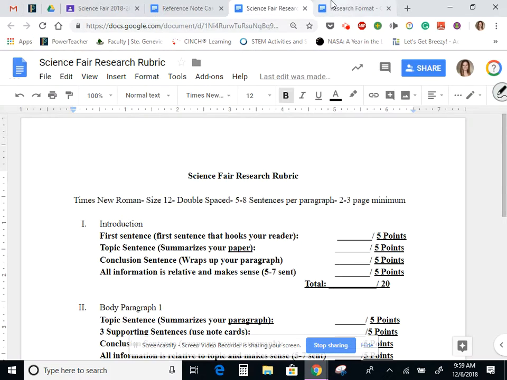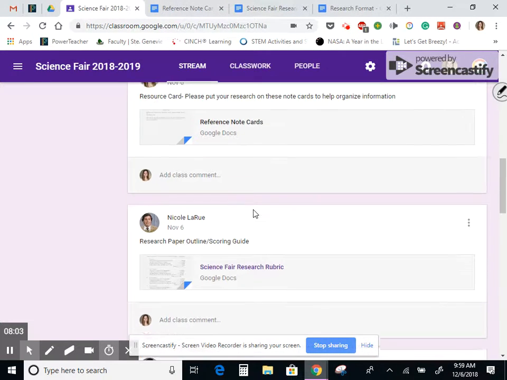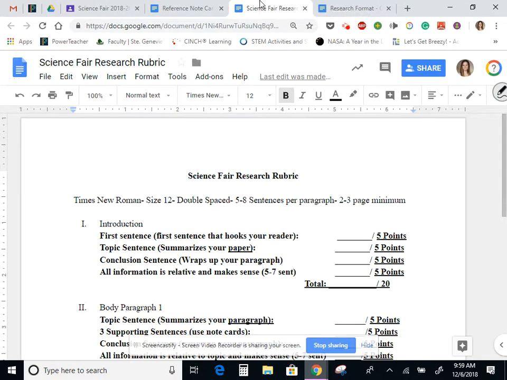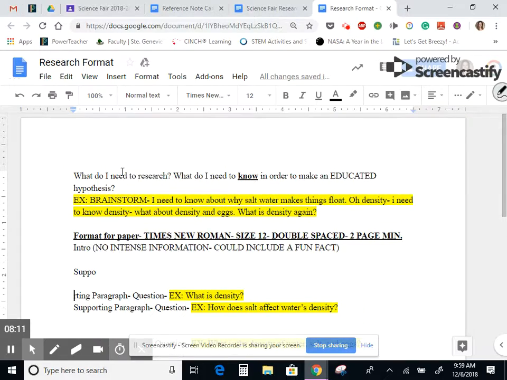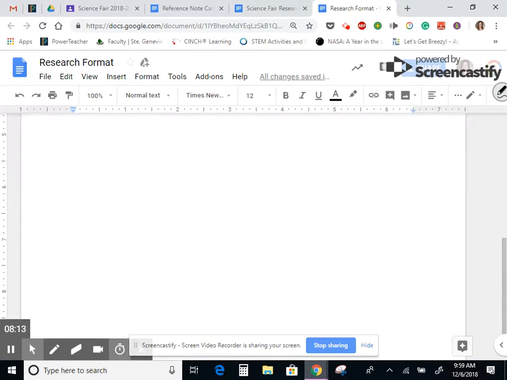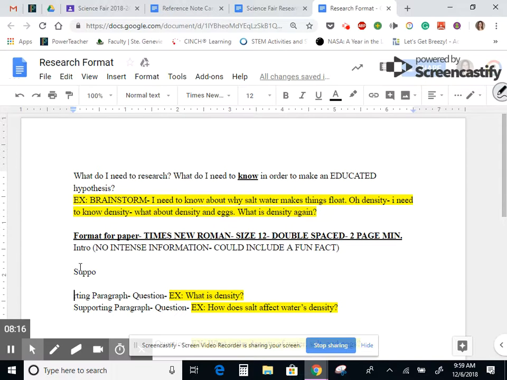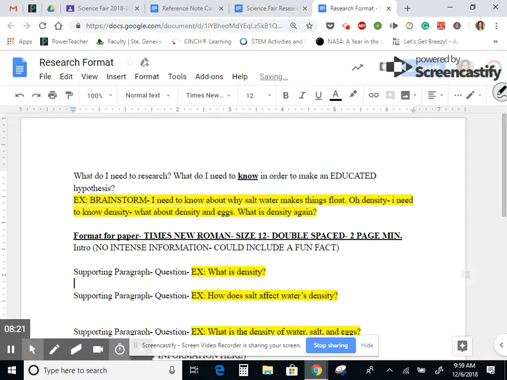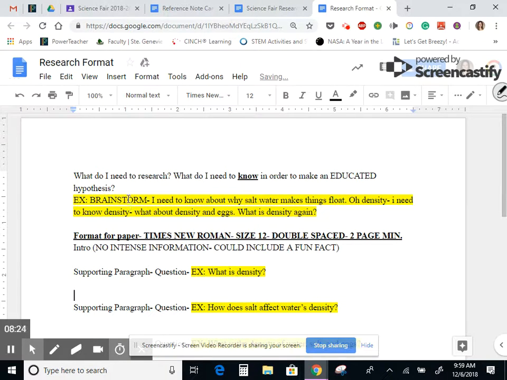So there are 3 different tools that you can use to help write your research paper. Okay. So the first tool is just the research format. Okay. So I just want you to read this page, and then I want you to help develop those. I messed this up earlier. And then I want you to develop this. So first thing you want to do is brainstorm what you need to research in order to write an educated hypothesis. Make sure that you are reading the good example and bad example that is posted on Google Classroom so you have a good direction.